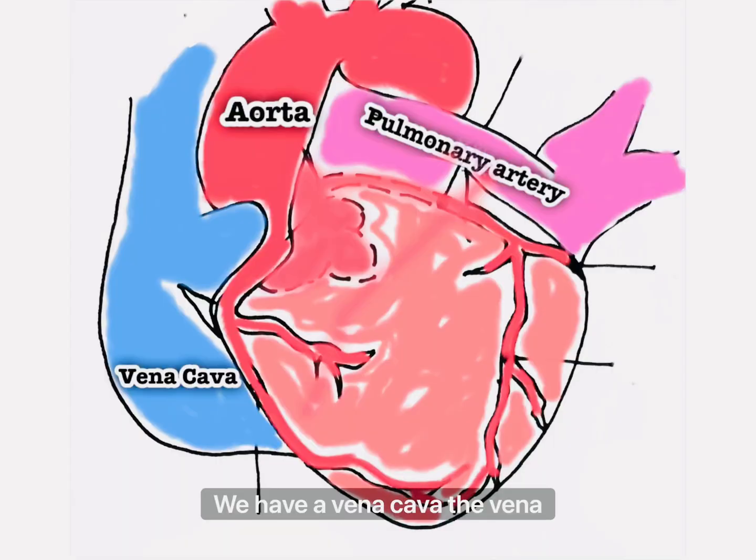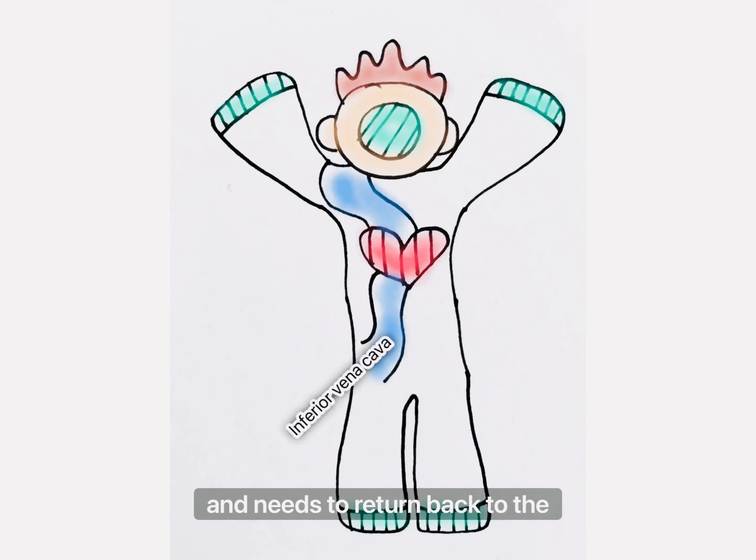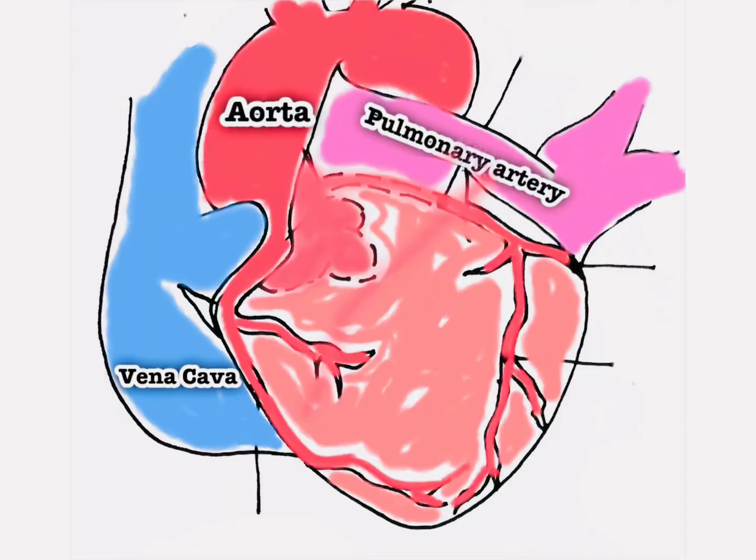Here we have a vena cava. The vena cava is one of the largest veins that feeds the heart after all of the oxygenated blood that came from the aorta gets dropped off and needs to return back to the heart to retrieve more oxygen from the lungs. Now let's focus on the coronary arteries of the heart.